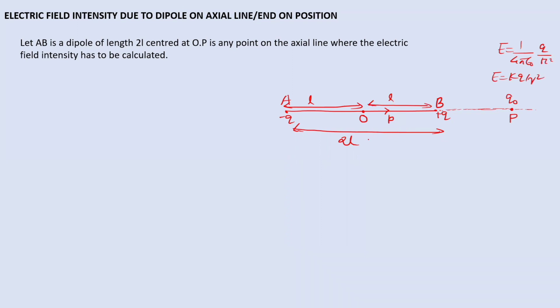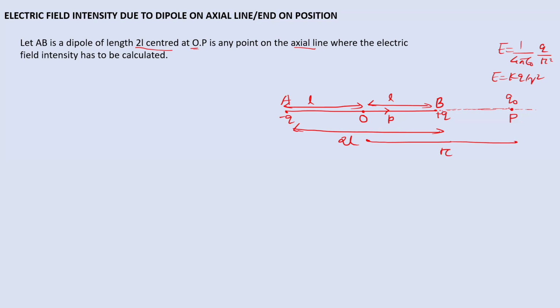Clear? Now, one more distance we will see, that is the distance from the center of the dipole to this point P. I'm taking this to be R. Clear? So, I have written here: AB is a dipole of length 2L centered at O. P is any point on the axial line where the electric field intensity is to be calculated. So, we will do it in a similar way. We will find the electric field intensity on the axial line. The steps are almost similar.